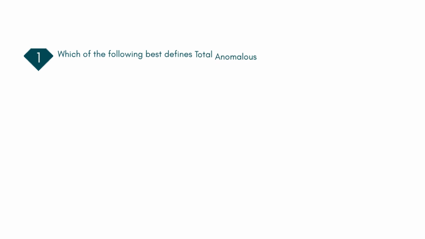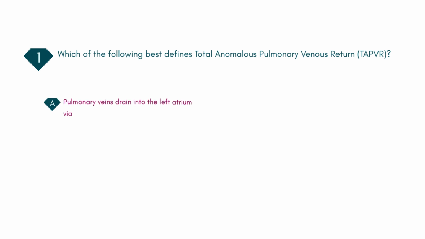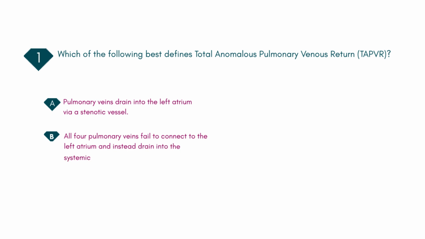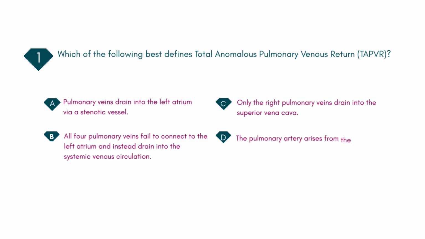Which of the following best defines total anomalous pulmonary venous return, TAPVR? A. Pulmonary veins drain into the left atrium via a stenotic vessel. B. All four pulmonary veins fail to connect to the left atrium and instead drain into the systemic venous circulation. C. Only the right pulmonary veins drain into the superior vena cava. D. The pulmonary artery arises from the left ventricle.